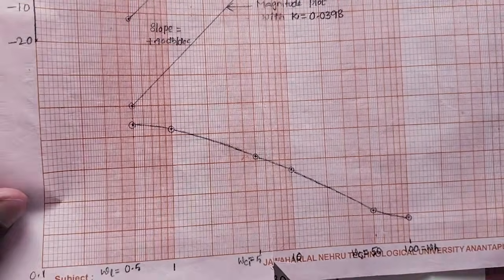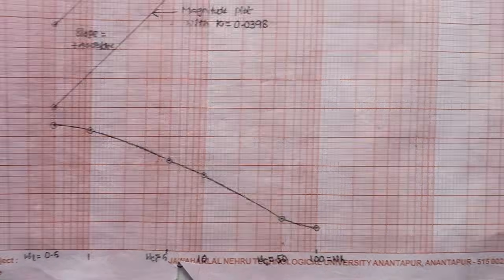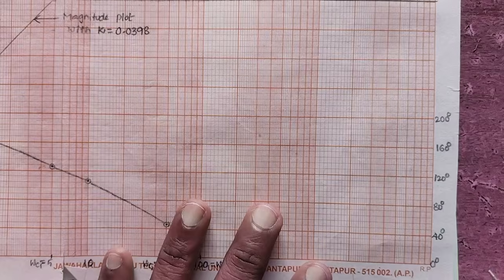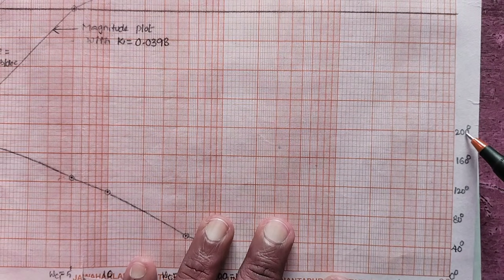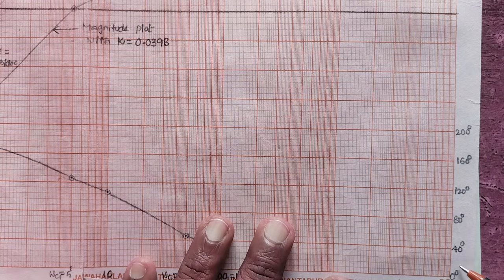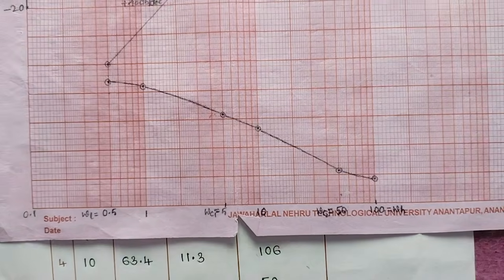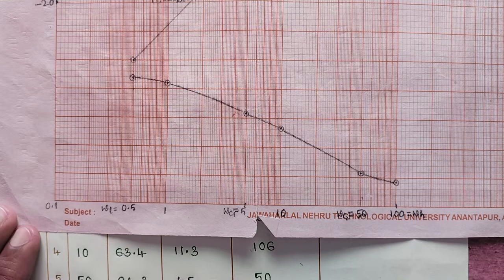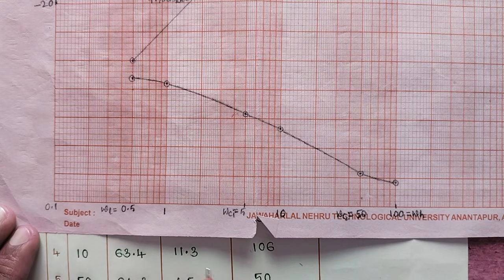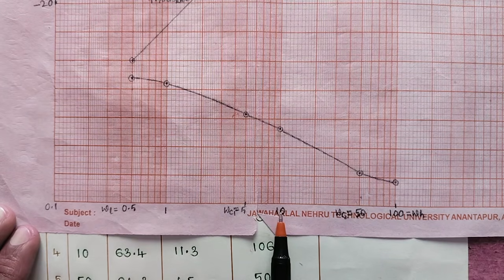Similarly for the phase angle curve, I am taking this as the reference, and on the y-axis, 0 degrees, 40 degrees, 80 degrees, 120 degrees, 160 degrees and 200 degrees. So here 1 unit equals 40 degrees. And this is the x-axis scale. I am taking this as 0.1. The x-axis is a non-linear scale and the y-axis is a linear scale. 10 times 0.1 is 1, and 10 times 1 is 10, and 10 times 10 is 100.